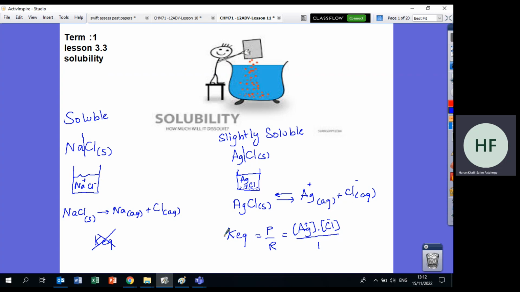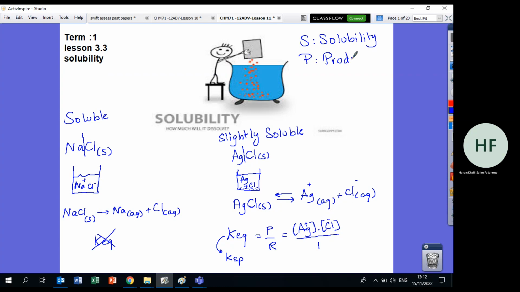Here I will change the name of KEQ. I will call it KSP. Only the name changes, everything else will be the same. Products over reactants. If there are coefficients, you make them powers. If there is a solid, you cancel it. Only the name changes. Now, what is S and what is P? S means solubility because I am speaking about soluble compounds, and P means product because these two are multiplied by each other. So this is called the solubility product constant. It follows the same rule as equilibrium, but here we are dissolving a salt in water.